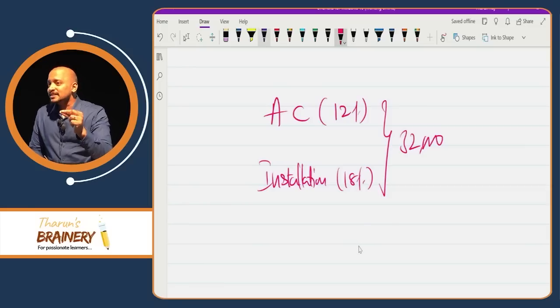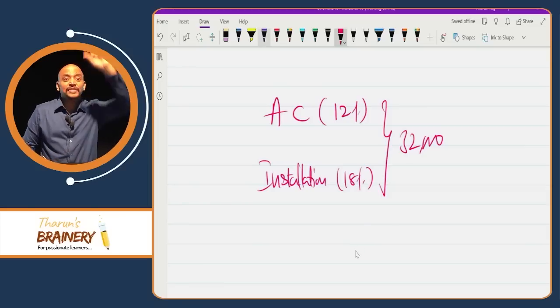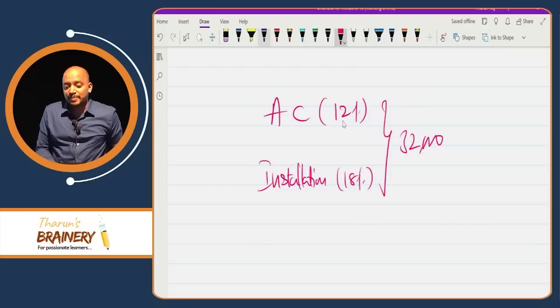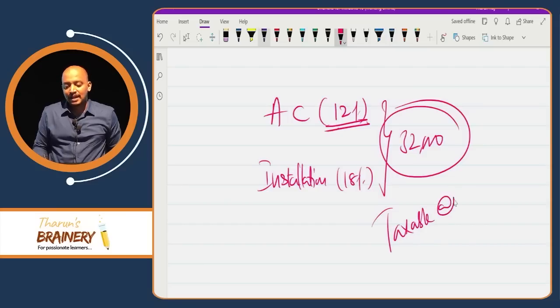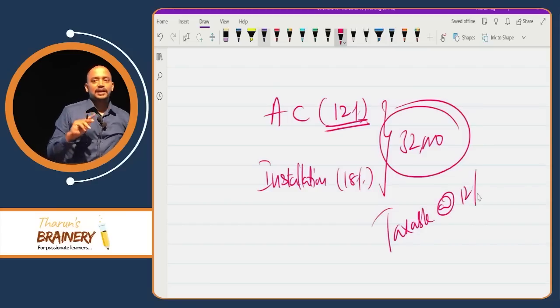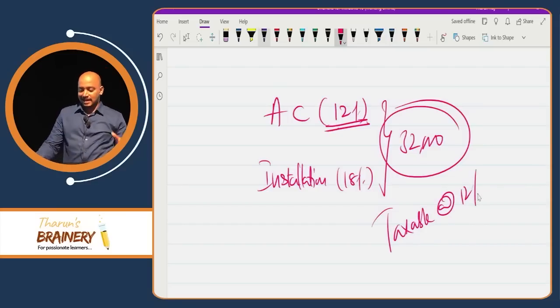When it is a composite supply, we will take the rate of the principal supply. What is the rate of the principal supply? 12%, and apply it on the entire transaction. So the entire 32,000 is taxable at what rate? Taxable at 12%. Understood? Then take another example.